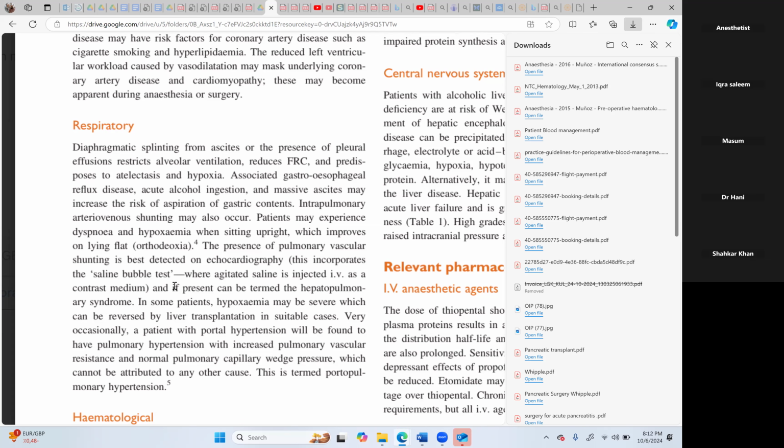Theoretically, when they ask about respiratory changes in liver disease, one will be related to ascites: the simple one, diaphragmatic splinting from ascites, pleural effusions, and also pulmonary hypertension, which can develop because of heart failure. These are separate, but this effect is a little bit different. Intrapulmonary AV shunting may also occur. The patient may experience dyspnea and hypoxia when sitting upright, which improves on lying flat. I don't know if anyone knows. If you don't know, please have a look. What's the reason exactly?